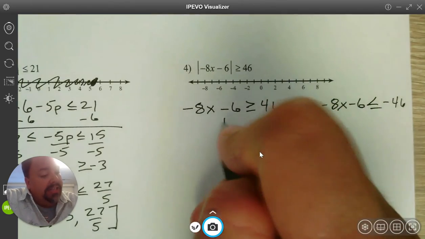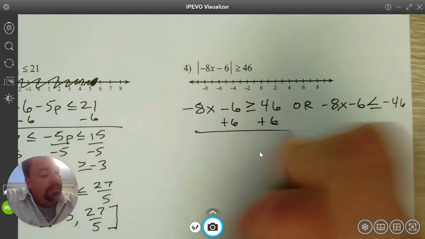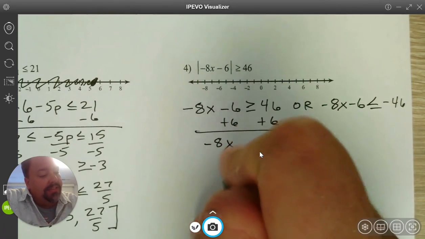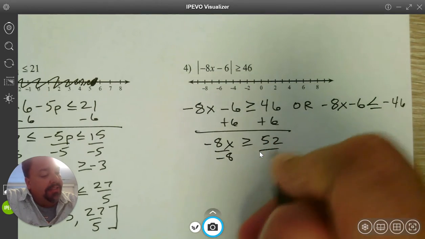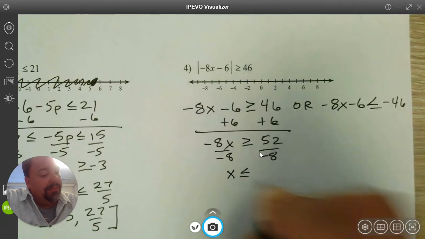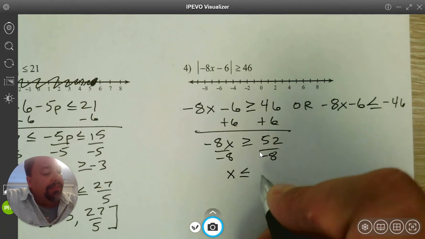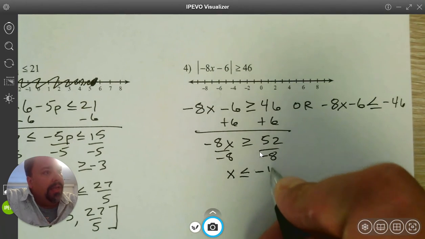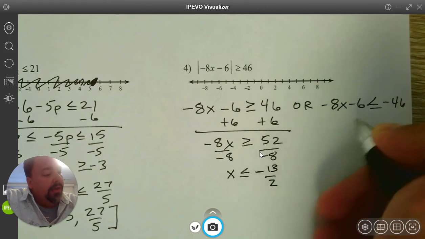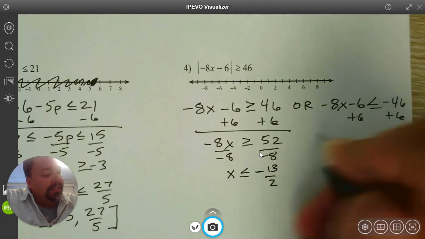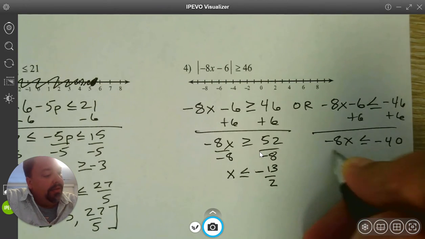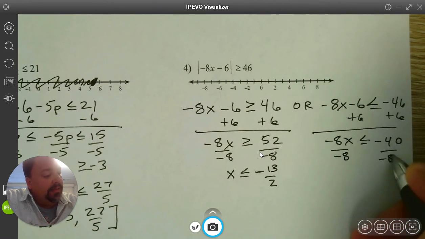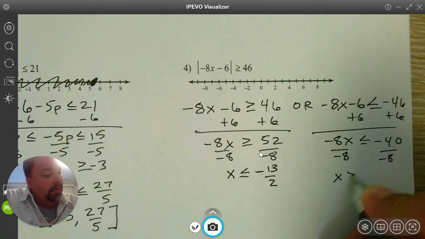And now we're going to add 6 to this one, and we get negative 8x is greater than or equal to 52. Divide by negative 8. Dividing by a negative, we need to flip the sign. And negative 52 over 8 reduces to negative 13 halves. And over here, we add 6. We get negative 8x is less than or equal to negative 40. Divide by negative 8. We get x is greater than or equal to 5.